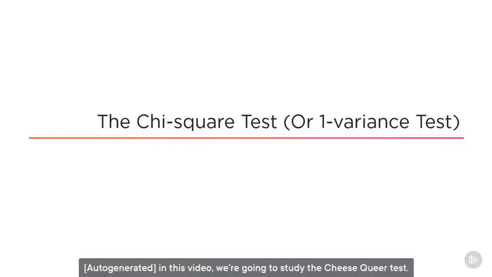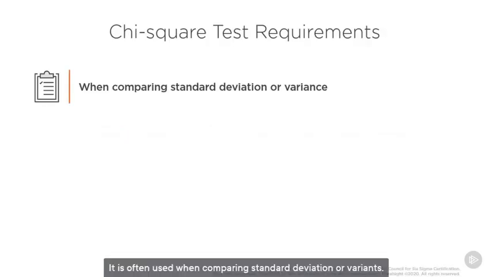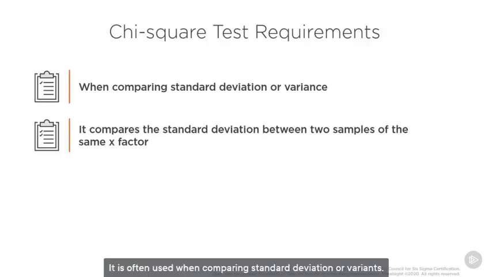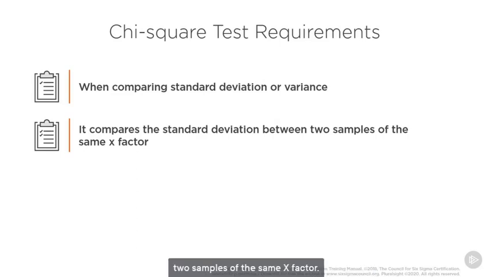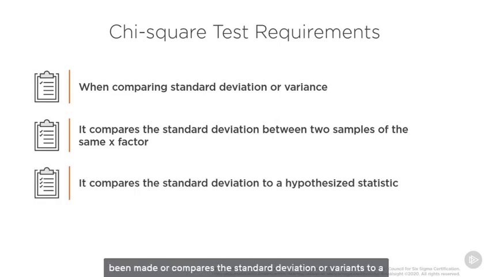In this video, we're going to study the chi-square test. It is often used when comparing standard deviation or variance. It compares the standard deviation or variance between two samples of the same X factor, usually one sample taken after a change to the process has been made, or compares the standard deviation or variance to a target or hypothesized statistic.